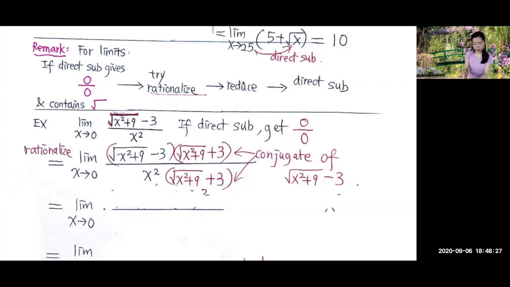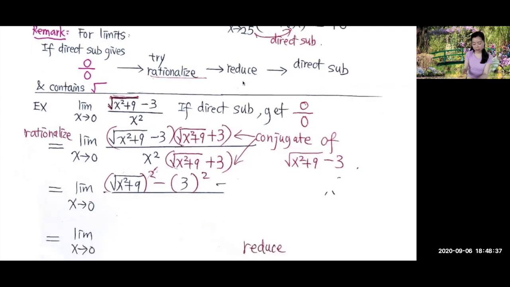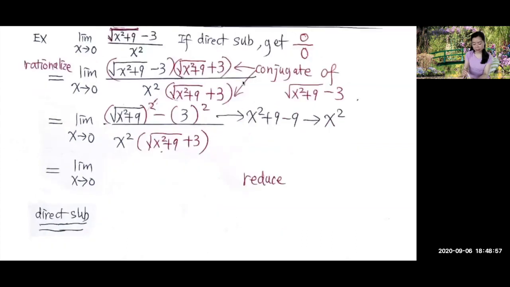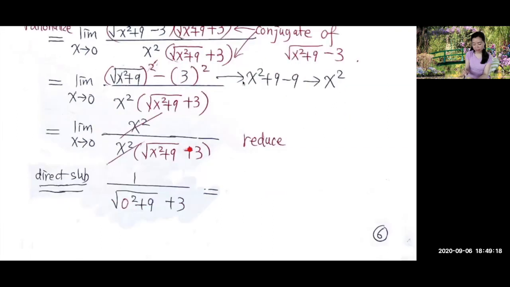Now, once you multiply this right here, up here you get a difference of two squares. The square of that subtract the square of this. And if you simplify it, that will become x squared. What about the denominator? In the denominator, we have this x squared times this. So we just copy that down. Now you can reduce it. The x squared gets reduced. At this point, we can do a direct substitution, substitute 0 into x. And the result here will be 1 over 6.